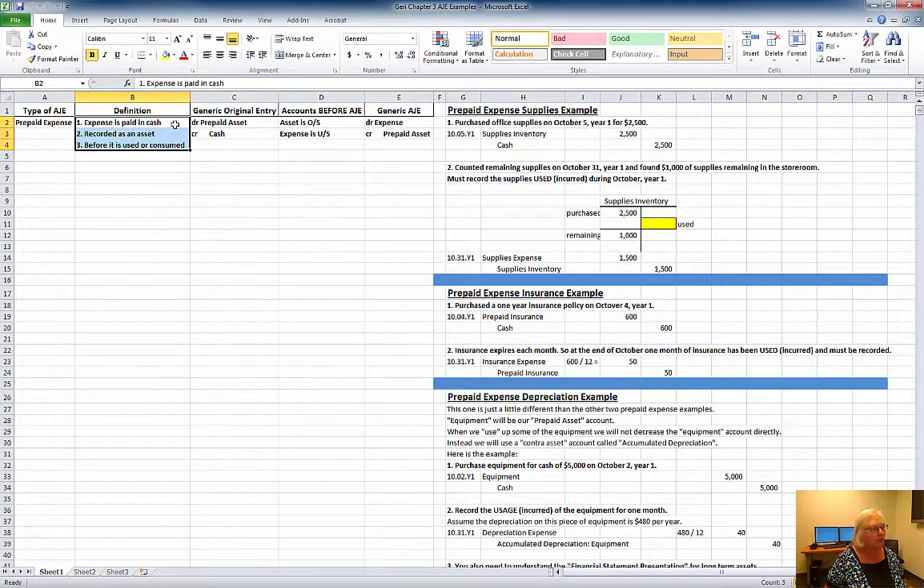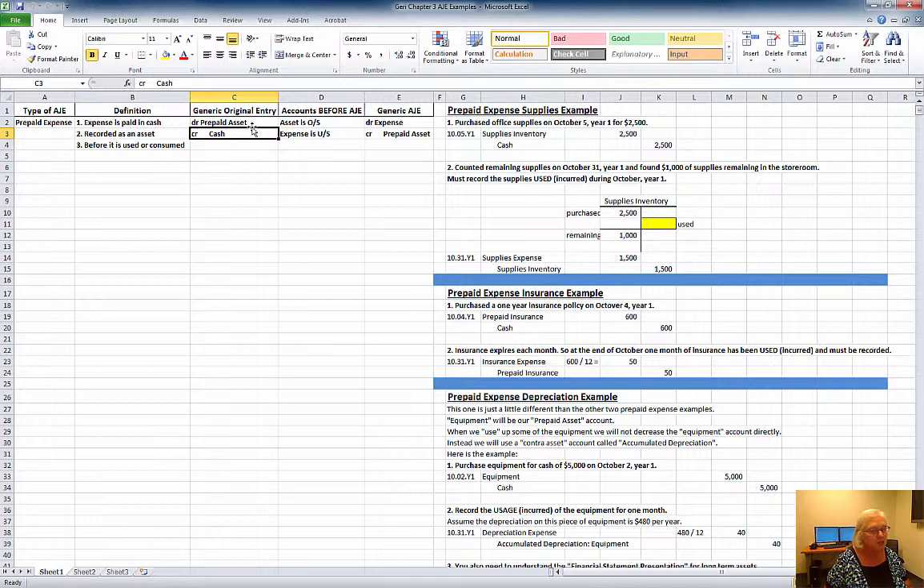The expense has been paid in cash. It has been recorded as an asset before we use it or consume it. So as we use it, as we consume the asset, then we're going to take it out of the asset account and put it into an expense account. So a generic original entry is where we purchase the item and we put it into some type of prepaid asset account. And we credit cash, or it could be accounts payable. We've paid for it, basically.